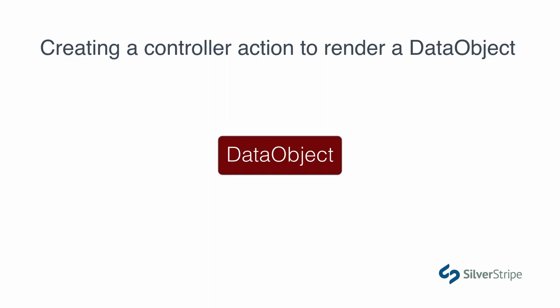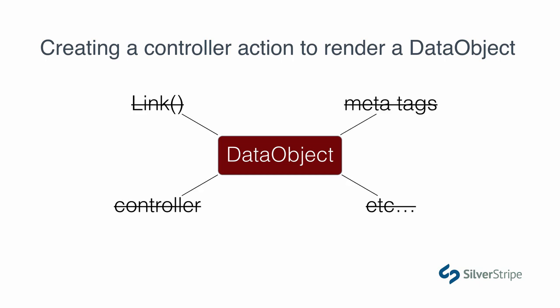So we know that data objects are much more primitive than page objects. They contain none of the functionality for rendering a template. They have no link method, no meta tags, no controllers, etc. So in short, they're just not meant to be rendered as full pages. But that doesn't mean that you cannot assign them some of the properties necessary to do so. In fact, it often makes a lot of sense to do so.